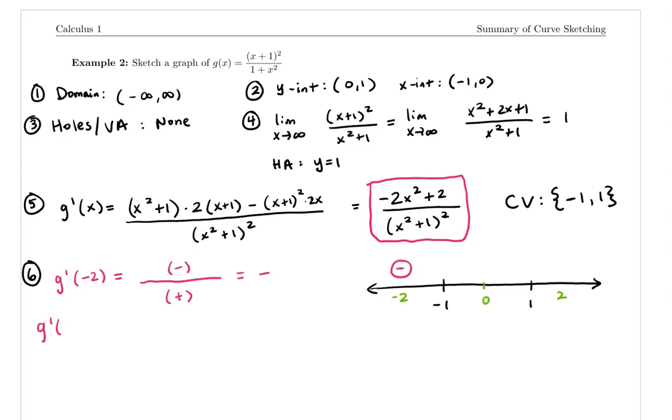Then we can evaluate g prime of 0. Again, my denominator is always going to be positive. If I replace x with 0, I'm going to end up with 2 in the numerator, and 2 divided by a positive number is going to be positive. And then finally, we have g prime of 2. Really I just care about the numerator because, again, the denominator is always going to be positive. If I plugged in 2, that's going to be a negative number.